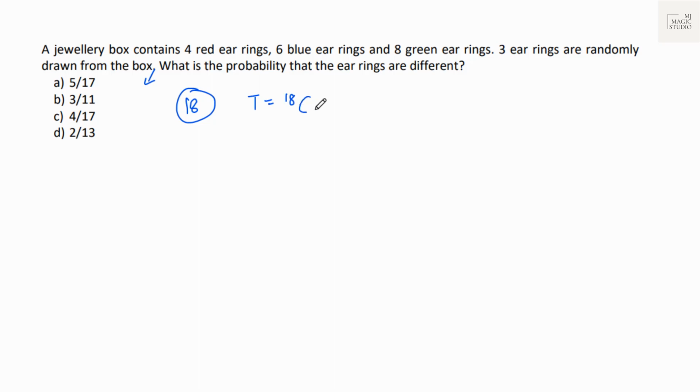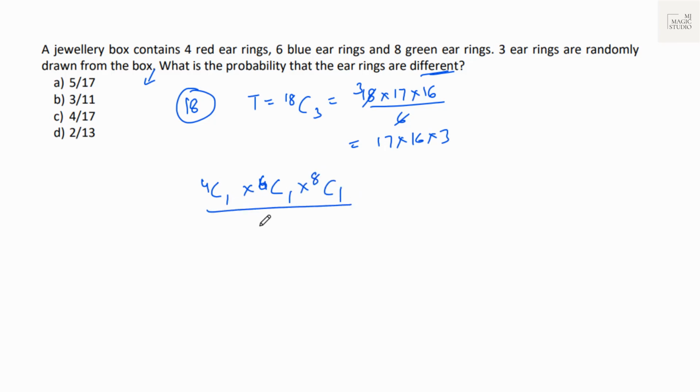So the total number of cases would be 18C3. That is 18 into 17 into 16 by 6. So that would be 17 into 16 into 3. Now what is the probability that the earrings are different? All are different earrings. That means we need 1 of a red, 4C1, 1 from blue, 6C1, and 1 green, 8C1. These will be favorable cases divided by the total number of cases.